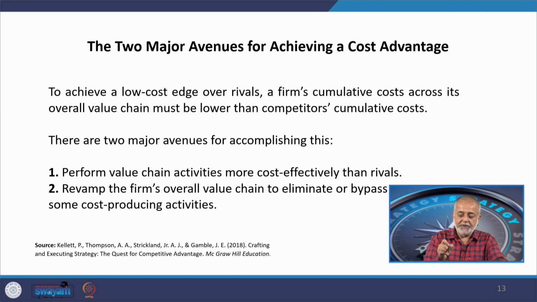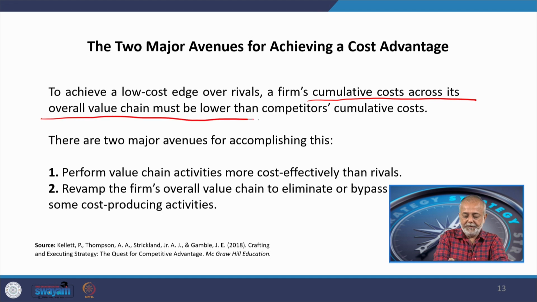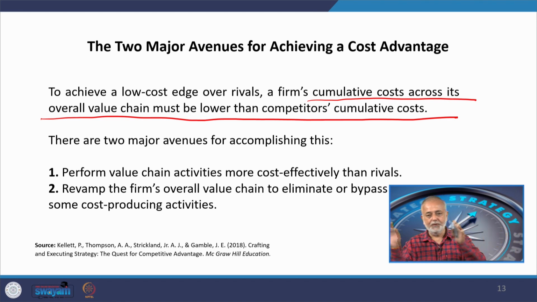Two major avenues for achieving a cost advantage, and how to do that. To achieve a low cost edge over rivals, the firm's cumulative costs across its overall value chain must be lower than the competitor's cumulative cost, starting from procurement to processing. And even procurement means that if their suppliers are not the manufacturers themselves, they would be taking it from somewhere. So, that kind of procurement also, and if they are directly negotiating with, let us say, the end suppliers or the origin basically, then the whole of the value chain.